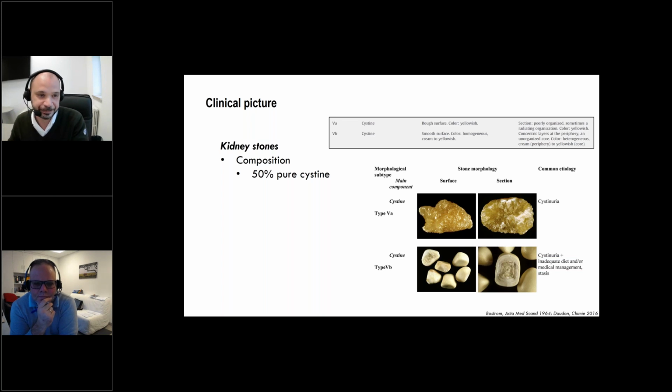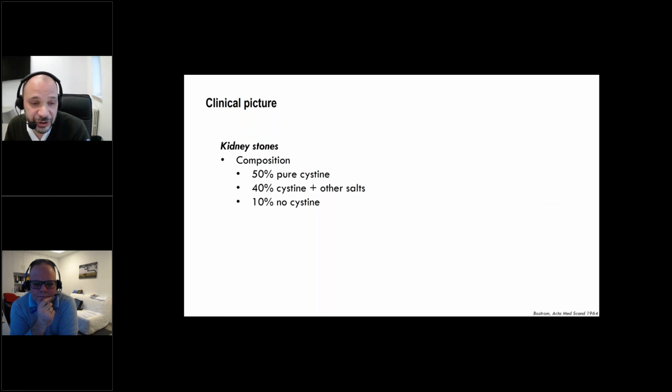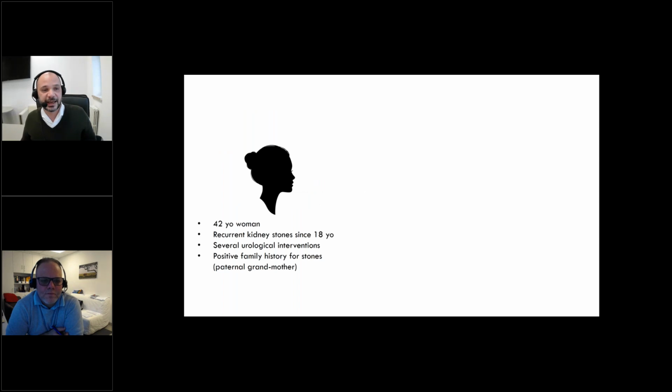The other half of cystinuric patients will form either mixed stones with a certain amount of cystine coupled with other salts, or in 10% of cases, stones with no cystine at all, so other types of stones altogether. This is a case that I would like to show that we saw in our clinic a couple of months ago. A 42-year-old woman with a history of recurrent kidney stones since 18 years old, several urological interventions, more or less one per year, and a positive family history for stones, with her paternal grandmother affected with stones.